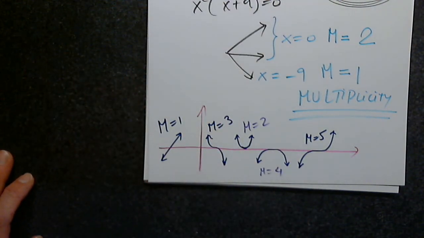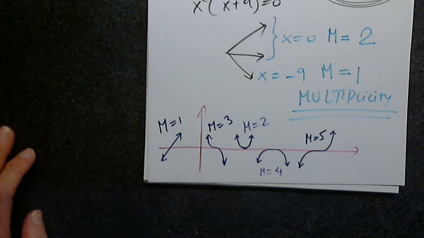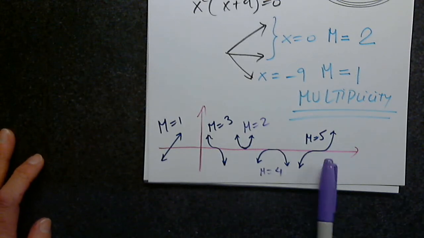So that's what multiplicities mean. Odd multiplicity will cross. But it depends how. Even multiplicity will only touch. It will be tangent. But again, it depends how. Any questions on this?